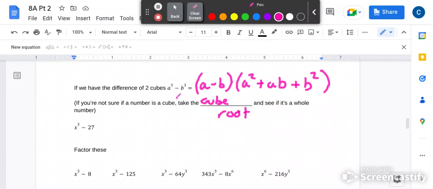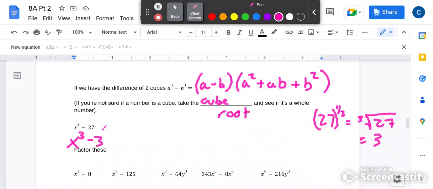All right, so here we have x cubed minus 27. If we took 27 and took the cube root of it, which again we could raise to the 1/3 power, or we can hit the cube root here of 27, we see that's equal to 3, if you were to type that into your calculator. So x cubed minus 27 is really x cubed minus 3 cubed.